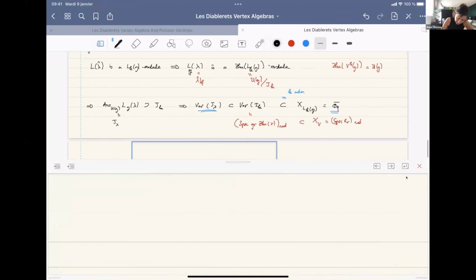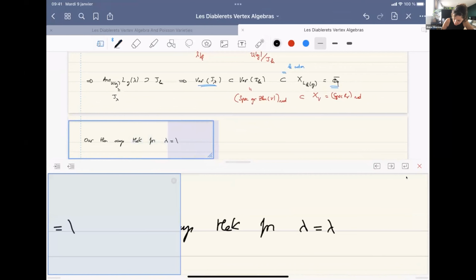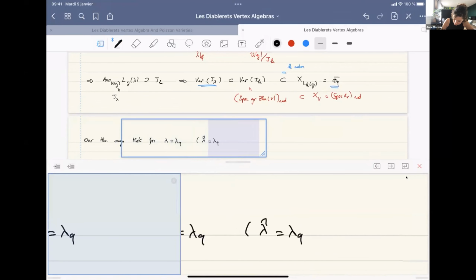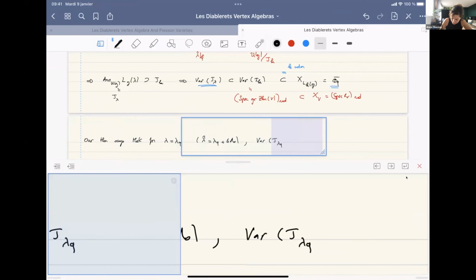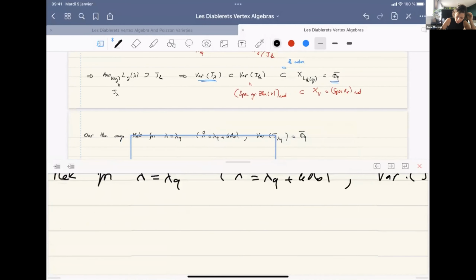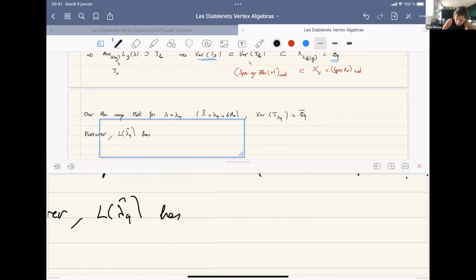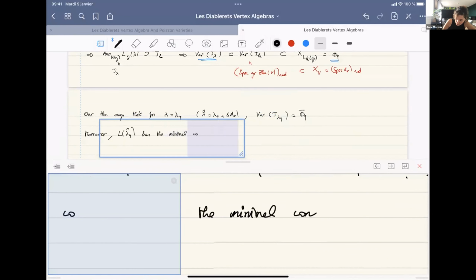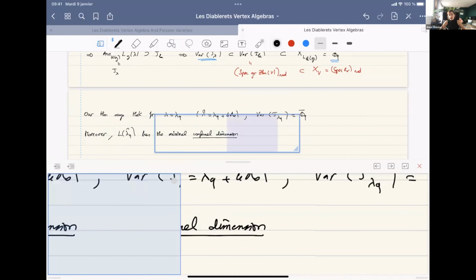So the theorem says that for lambda q, we have a candidate which makes the equality. And moreover, we have also a minimality like in the Barbasch-Vogan theorem. So moreover, in this story, L(lambda q hat) has the minimal conformal dimension. So the conformal dimension is the minimal eigenvalue coming from the Virasoro action.